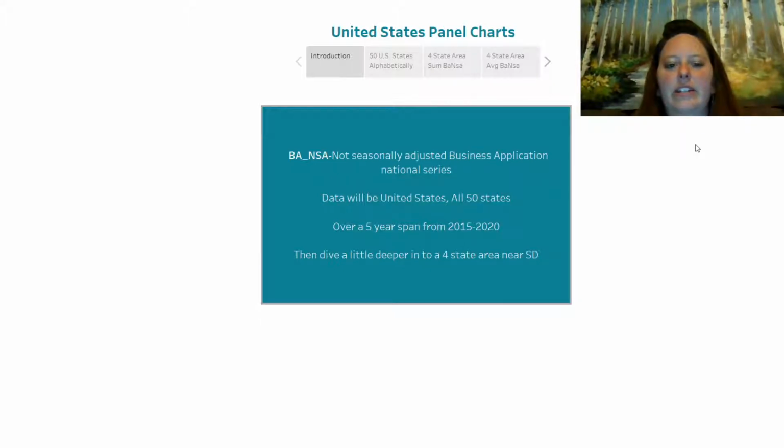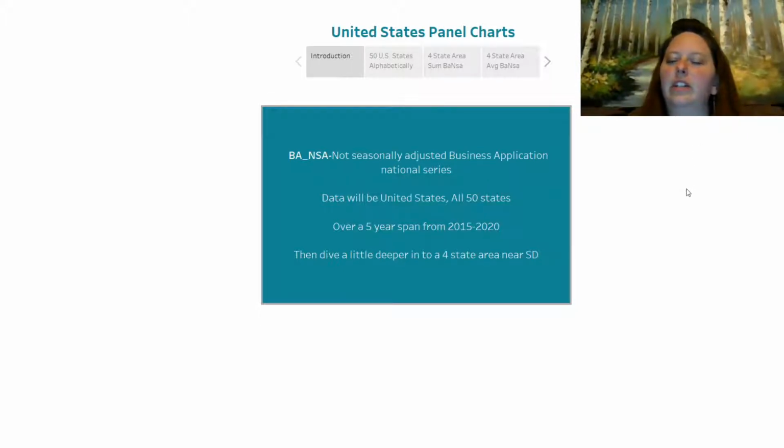Today we're going to discuss the data that will be coming from the United States. All 50 states will be in our panel graphs, charts, and I limited the information from 15 years to a 5-year span so that there were only 5 points per chart instead of the longer ones. Also, we're going to dig a little deeper into a 4-state area.